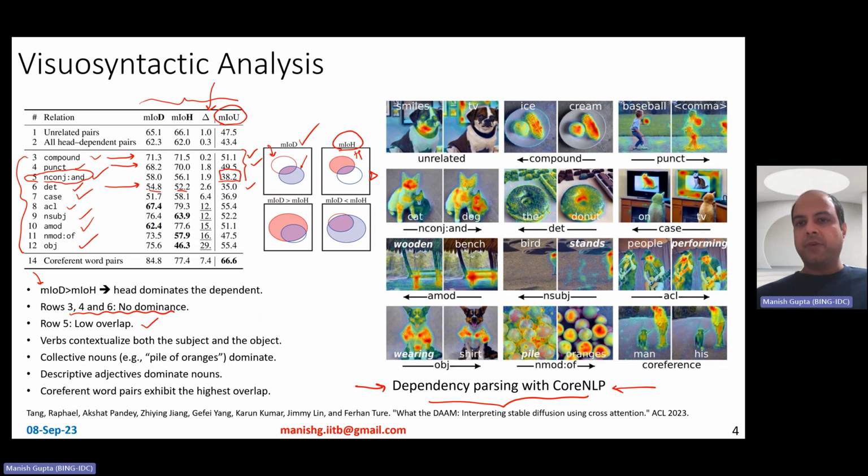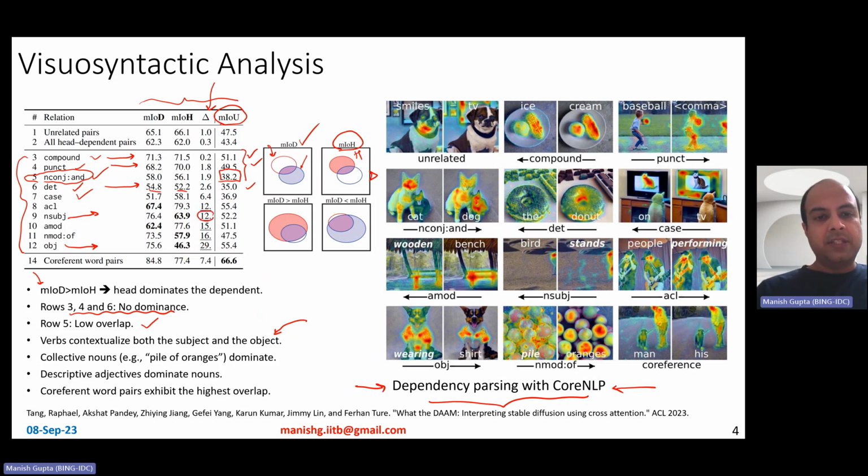Okay. Now the other interesting parts which you see here, and which are also expressed in the image, by the way. I'll also talk by looking at the image. Verbs contextualize both the subject and the object. This is denoted using the nsubj dependency here, because nsubj dependency is between the noun and the verb, and obj dependency, because that's also a dependency between a verb and the object. So nsubj is between verb and subject. Obj dependency is between verb and object. What you see here is that the differences are pretty high, right?